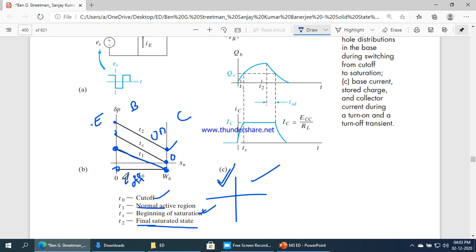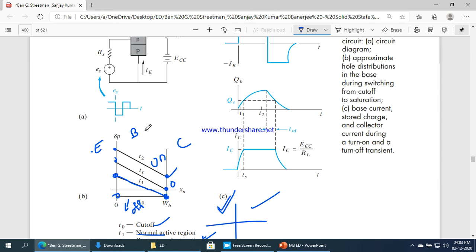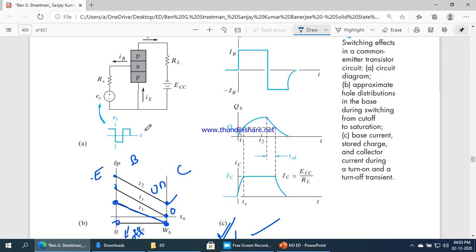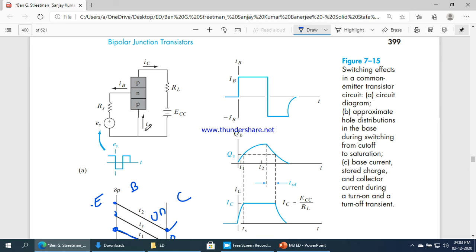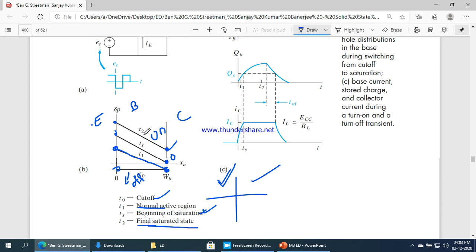So T0 is off and T2 is in the on state. This is about the hole distribution in the particular width of the base. Now we look at the switching time which is required to move from the cutoff region to the saturation region. In order to make the device switch from this region to this region, time is required because of the presence of charge carriers.